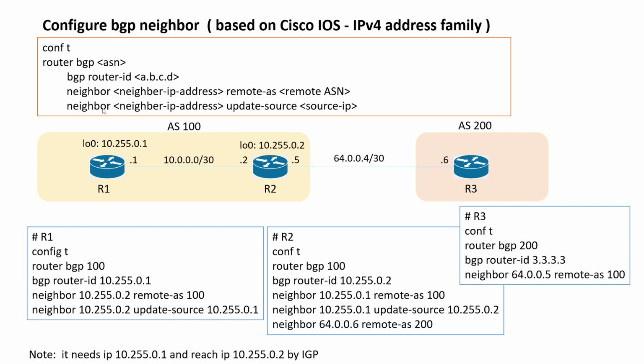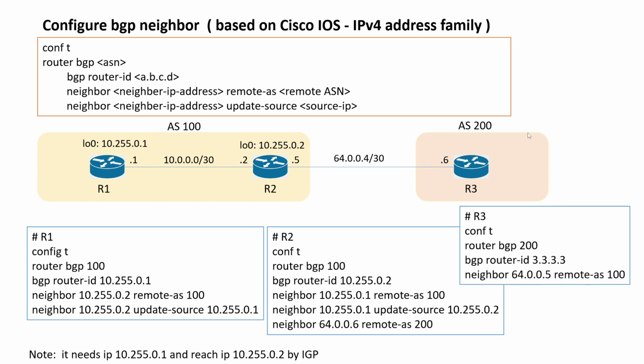The next command is optional. You can further specify the update source. Use this command: neighbor, IP address, update-source, then put the source IP address.